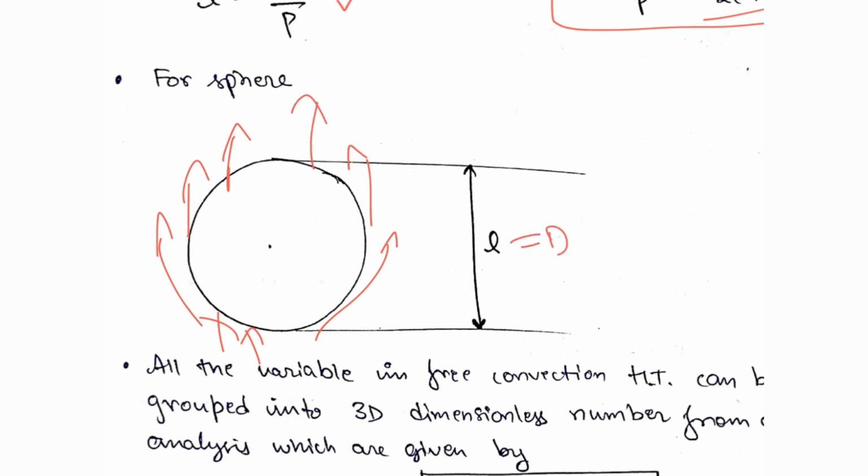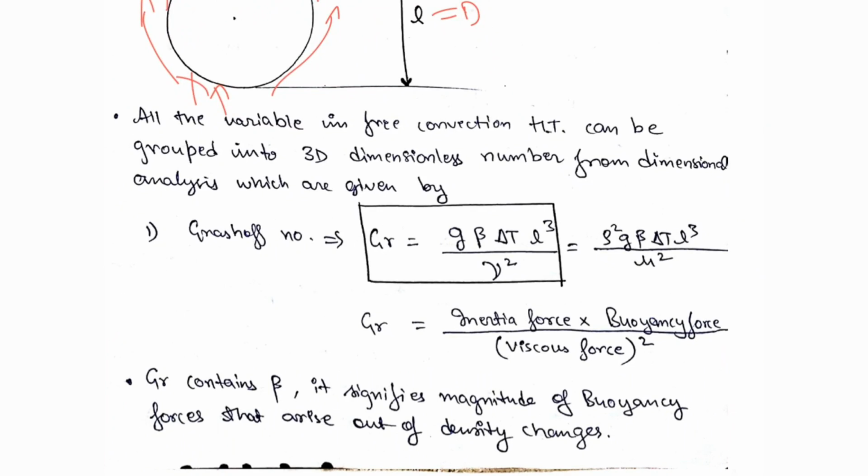Characteristic dimension is equal to diameter of the sphere. Again, going to dimensional analysis, in forced convection we have 3 dimensionless numbers: one is Prandtl number, another is Nusselt number, and another is Reynolds number. In case of forced convection, we have seen Nusselt number, Prandtl number, Reynolds number.